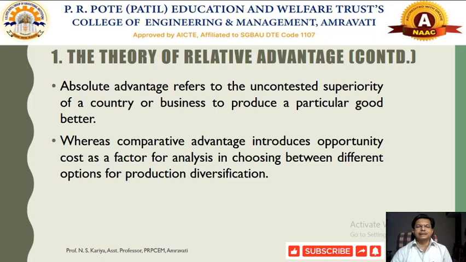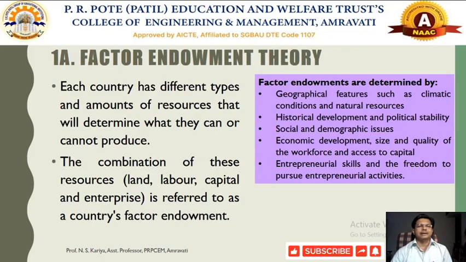Now, once we know absolute advantage and comparative advantage, we should discuss some other theories. These theories have been classified into three different theories, as we will discuss in the beginning. The first theory is called the factor endowment theory. Now, when we are conducting international trade, we are considering some particular factors which can be advantageous to the nation.